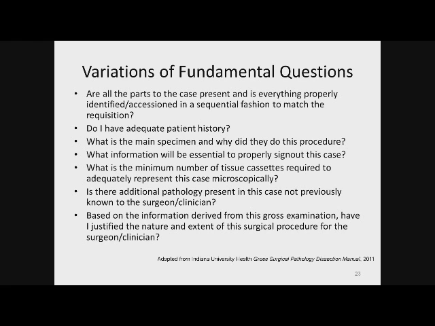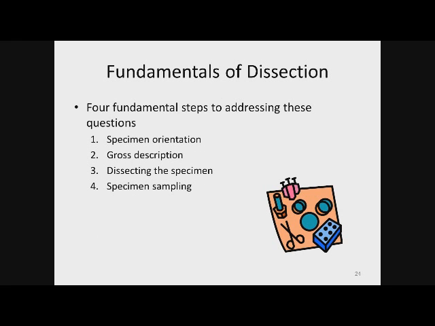What are the minimum number of tissue cassettes? Are there any additional pathologies which were not noted by the surgeon? And then based on the information that I delivered during the gross examination, have I justified the nature and extent of the surgical procedure? So these, again, questions aren't set in stone. There are variations, but certainly there are some fundamental questions that we have to ask. In order to address those questions, I recommend 4 fundamental steps in addressing them.